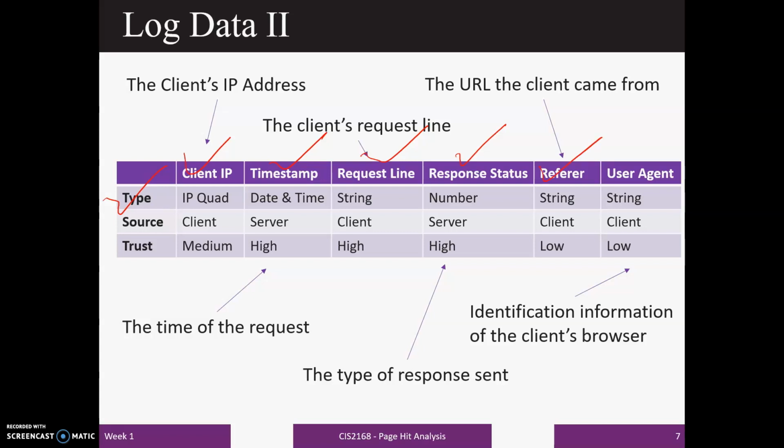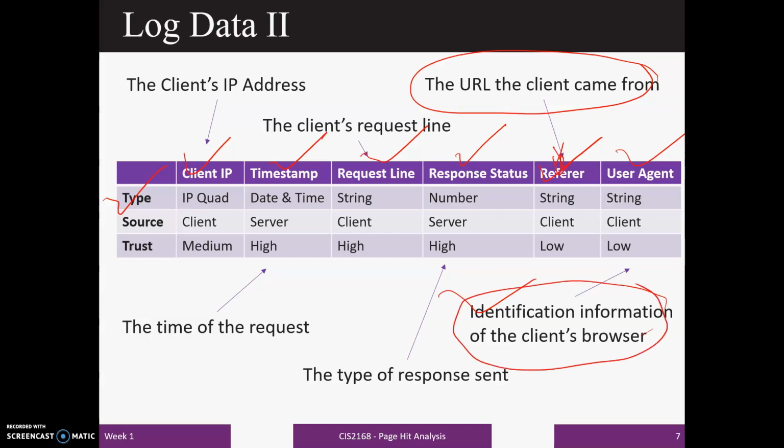And then referrer, which represents the client URL. Under this attribute, information about the client URL can be stored. And the last column is user agent, which gives identification information about the client browser. So which type of browser is the client using? Client is using Internet Explorer, Mozilla, or any other web browser. So identification information of the client browser can be accessed using the user agent.